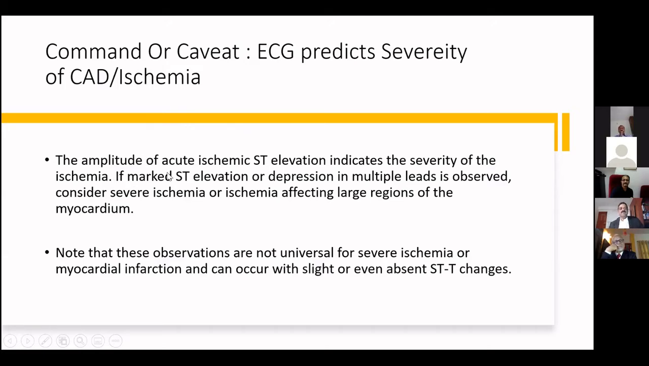If you have an acute MI, the amplitude of acute ischemic ST elevation indicates the severity of ischemia. If marked ST elevations or depression in multiple leads are observed, consider severe ischemia or ischemic effect on a large region of the myocardium. Note these observations are not universal. When you have significant ECG changes, yes, we have a significant disease, whereas people with minimal or slight ST changes can still have a very significant disease. So that would be taken as a caveat based on your clinical situation.